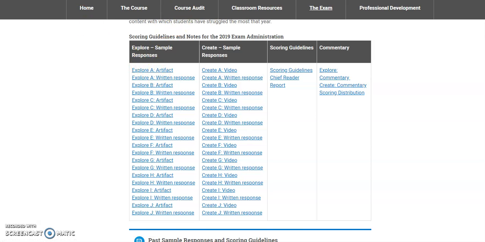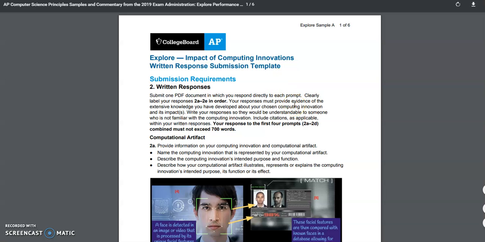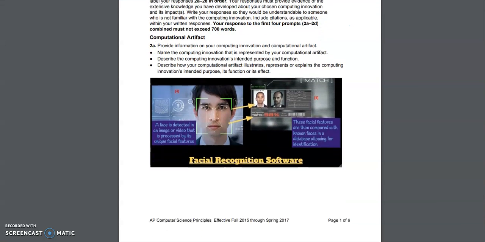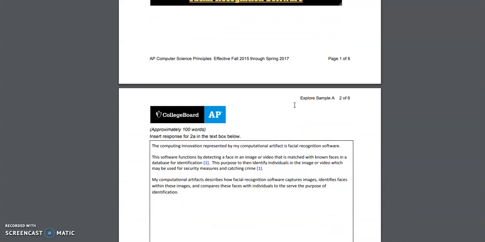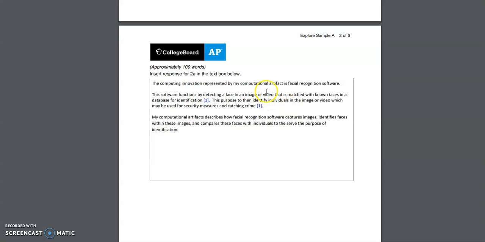Then when you click on written responses, here's the template that you will use for the College Board. 2A talks about the artifact. My artifact is facial recognition software. Talks about how that particular innovation functions, its purpose. These numbers in brackets are inline citations that will refer to the references at the bottom. So anything you write needs to have a reference to your research. This is not original ideas coming out of your head. Everything has to tie back to your research.